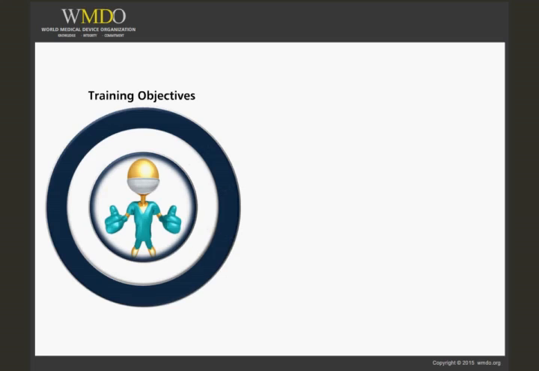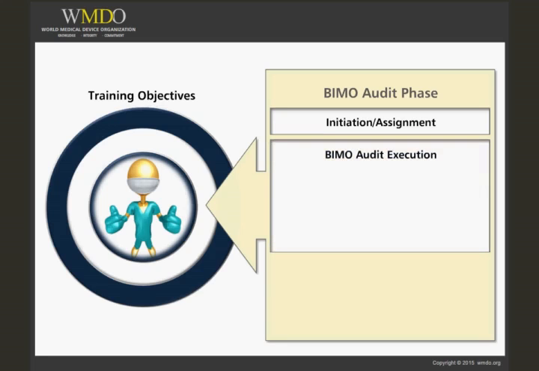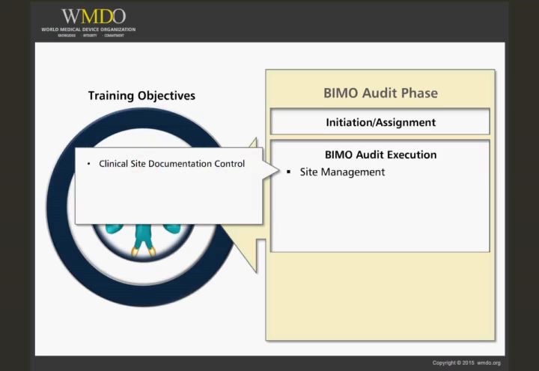After completing the general topics of scope and applicability, we are going to dive into how the US FDA manages the initiation and assignment of a BIMO inspection, and how the actual BIMO audit or investigation is executed. We will describe site management activities, such as clinical site documentation control, the overall management of the clinical study site by the investigator, communication between the investigator and the sponsor of the clinical study, and how the clinical study site and the investigator are obligated to properly control the investigational device.